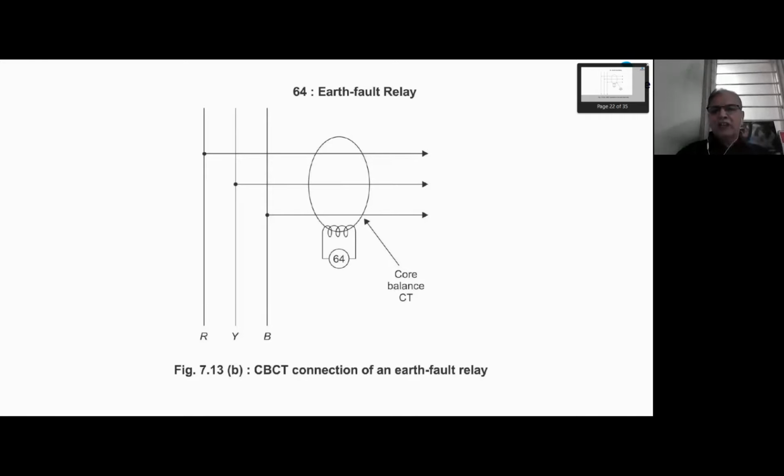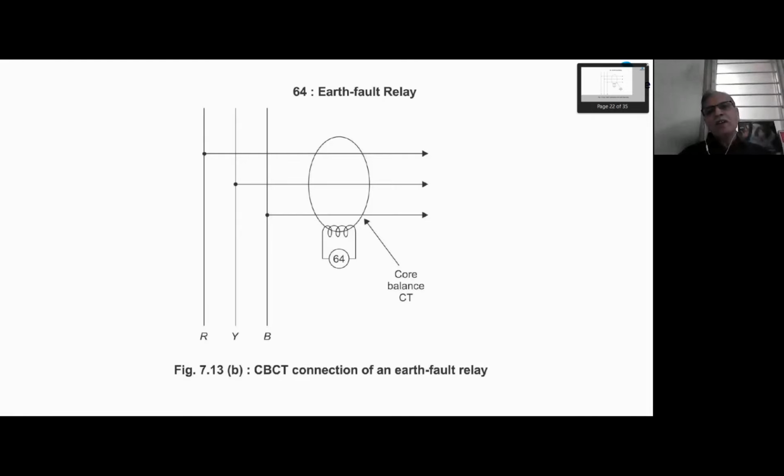So this kind of connection which is shown can be used usually for indoor switchgears, that is 6.6 kV and 11 kV, which are usually indoor. So ground fault connections can be like this.